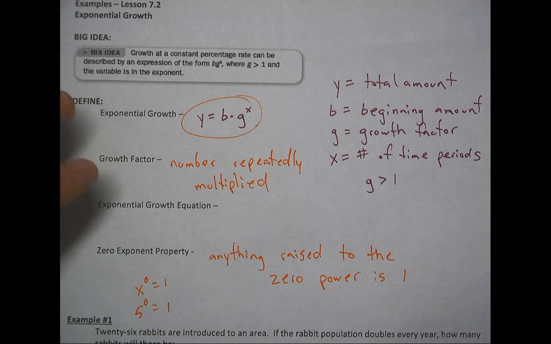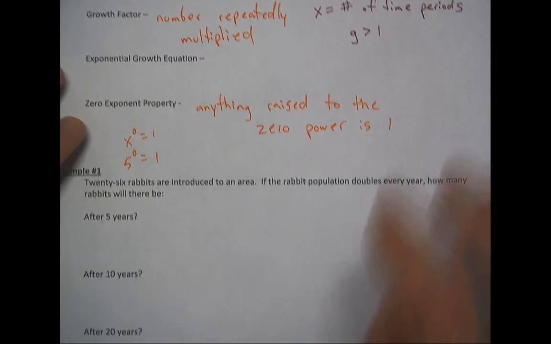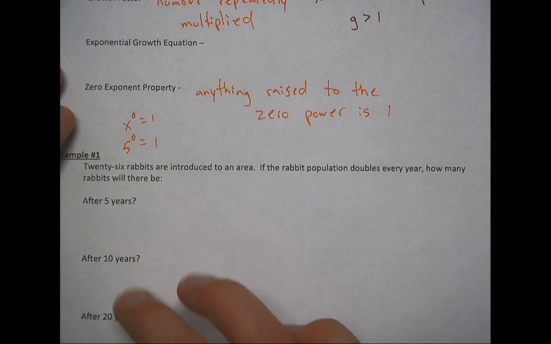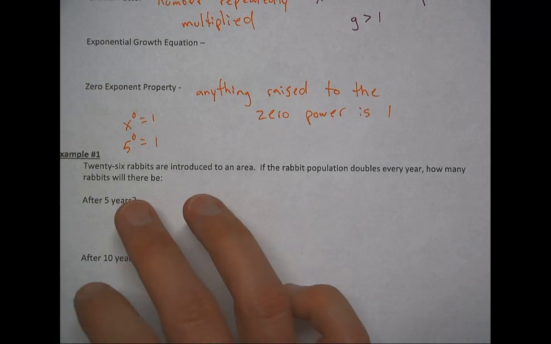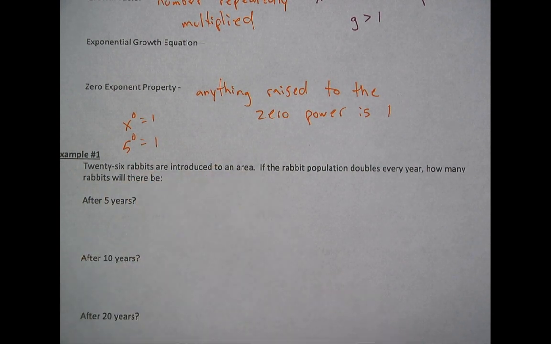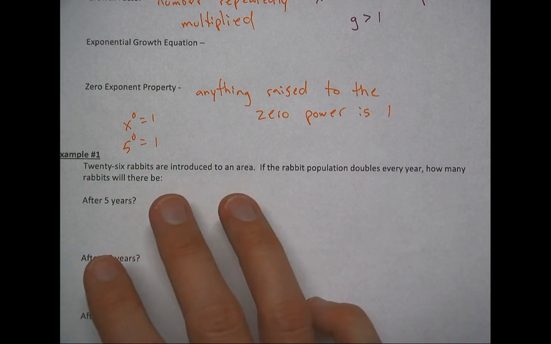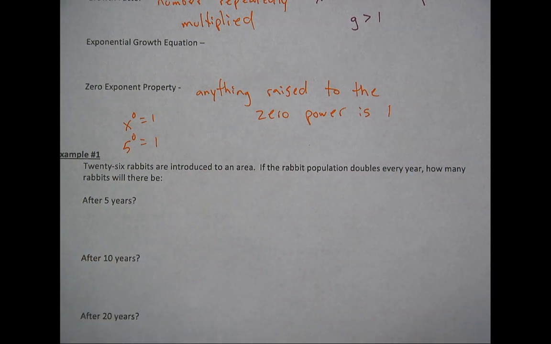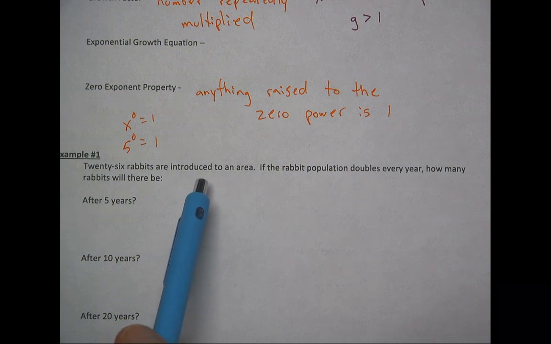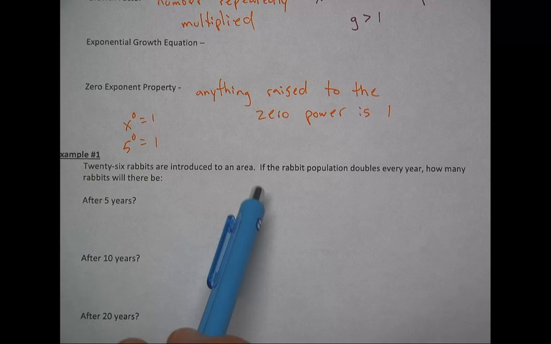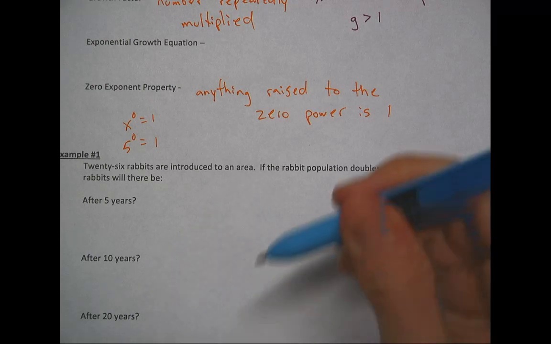All right, so let's jump right in. Let's apply this. If we slide down to example number 1, we're going to calculate how much growth has happened over 5 years, 10 years, and 20 years. So 26 rabbits are introduced to an area. If the rabbit population doubles every year, how many rabbits will there be in 5 years, 10 years, and so forth? So if there's 26 rabbits and then it doubles, 26 times 2, that's 52. So it's gone up by 26. We're now at 52. But now that 52 is going to double. So that's 104.